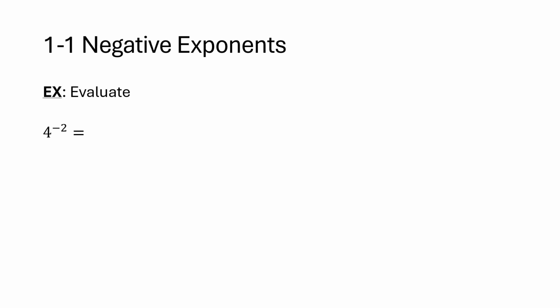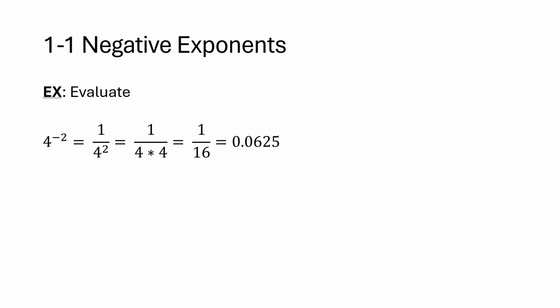All right, let's see what that looks like in practice here. So we're going to evaluate 4 to the negative 2 power, negative second power, which is going to equal 1 over 4 to the second power, or 1 over 4 squared, which is going to equal 1 over 4 times 4, which is equal to 1 over 16, which is equal to 0.0625. All of those are equivalent expressions. They all mean the exact same thing. That's what the equal sign means.